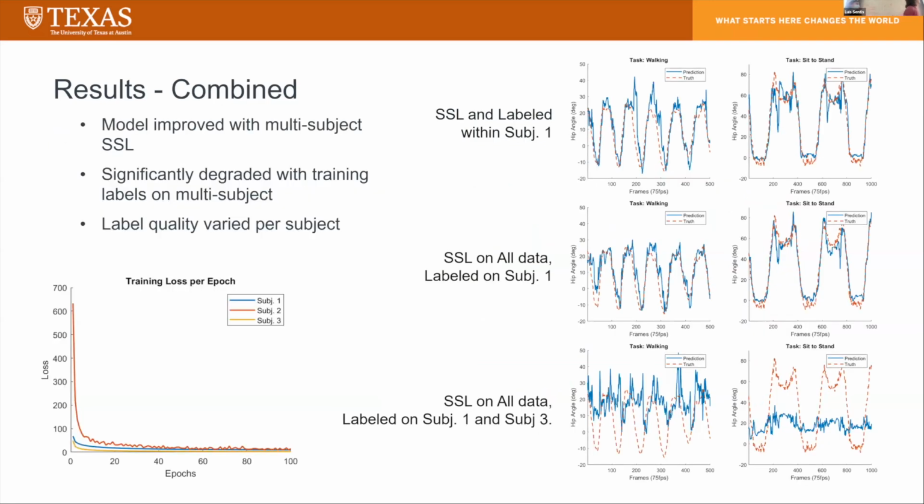Cool. So then we looked at combining the data sets a little bit. Going from the top row, that was the one you were just shown, but for subject one. Below that, we do self-supervised learning on all three subjects, but we only do the labeled training within that one subject. And then the last one is self-supervised on all three and labeled on subjects 1 and 3. We drop out subject 2 there because, like we talked about, the data was quite bad, which is also visible in the training loss. Subject 2 is the red one, much higher.